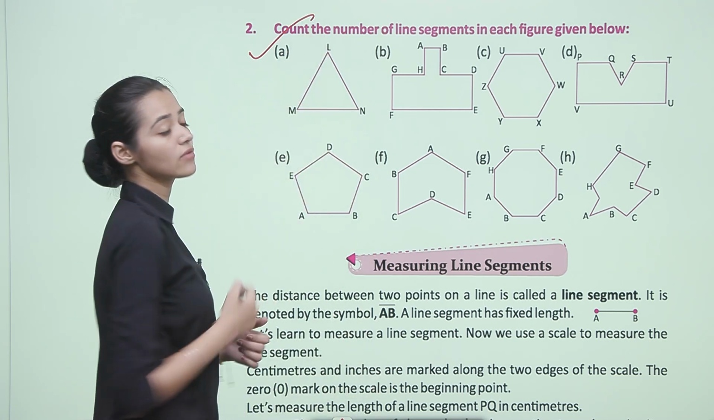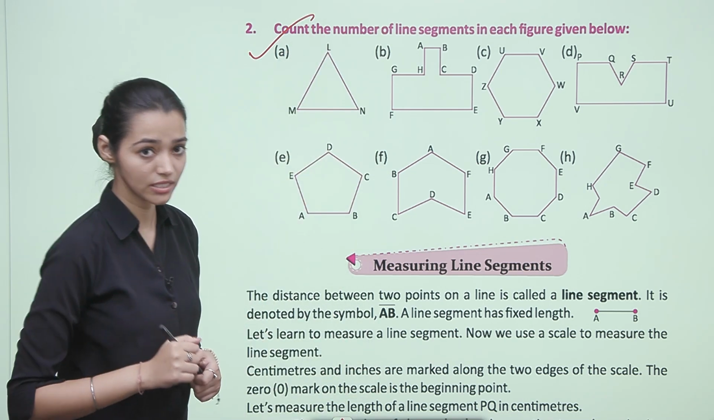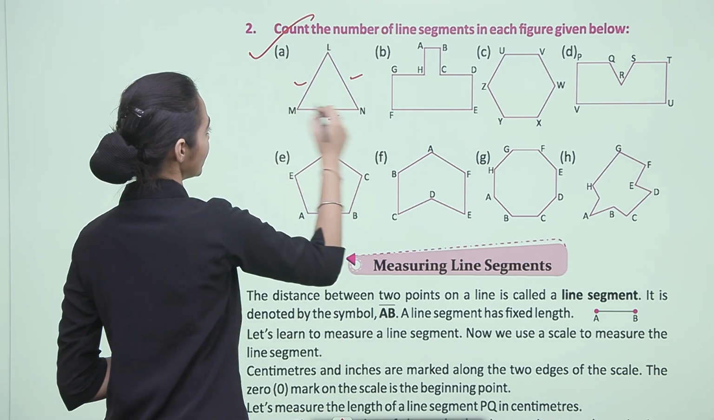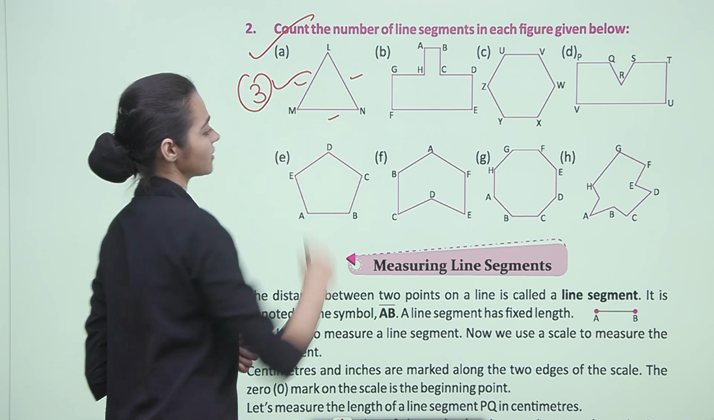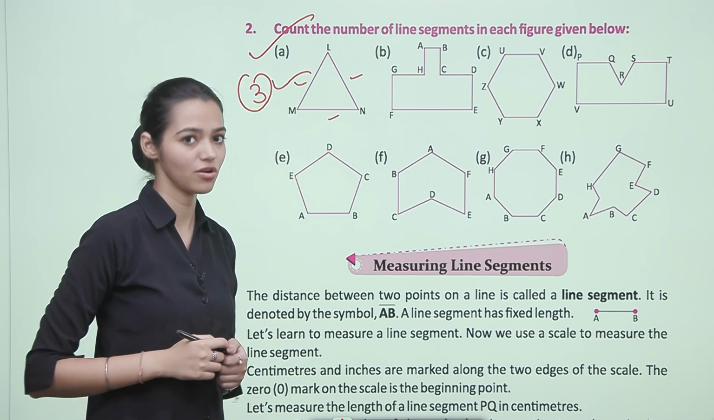Now in the next one, we have to count the number of line segments in each figure given below. So 1, 2 and 3. So 3 line segments are there in this figure. That's how you have to count all of them.